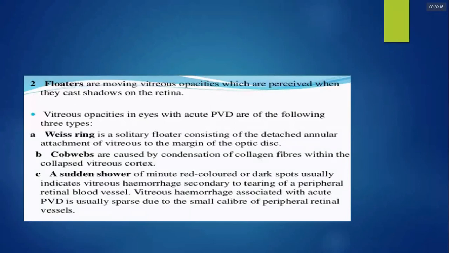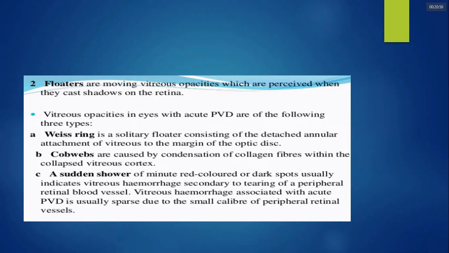But in case of the floaters with the retinal detachment, the floaters or that black shadow can be a Weiss ring type, the cobweb type, or the sudden shower type. So what is a Weiss ring? It is a solitary floater consisting of the detached annular attachment of vitreous to the margin of the optic disc. So when you see the optic disc with the direct or indirect ophthalmoscope, you will be able to see a round ring along the optic nerve head. So that is a Weiss ring.